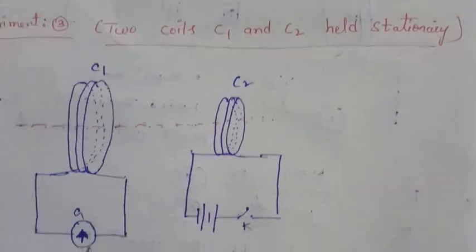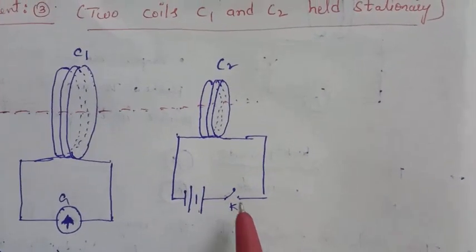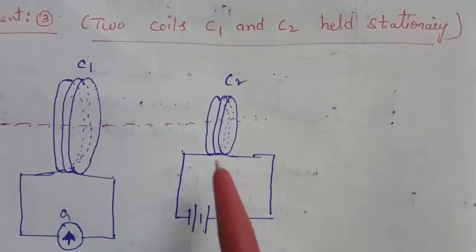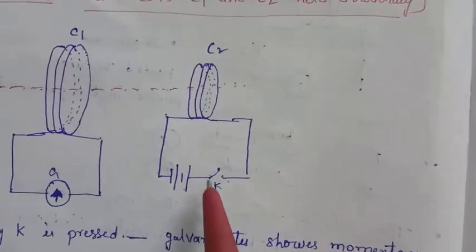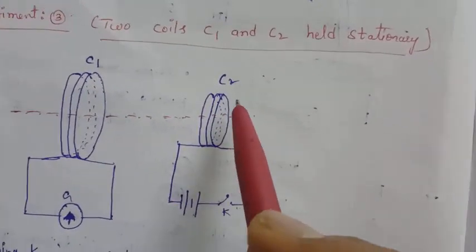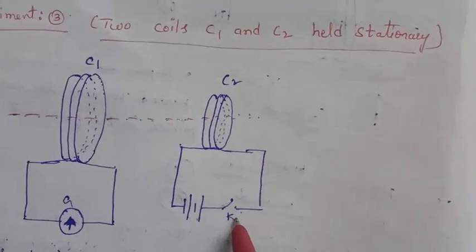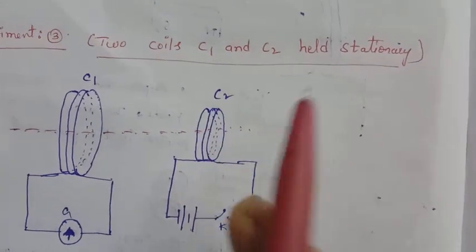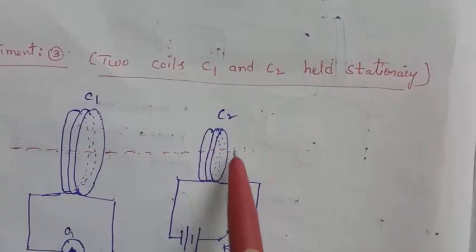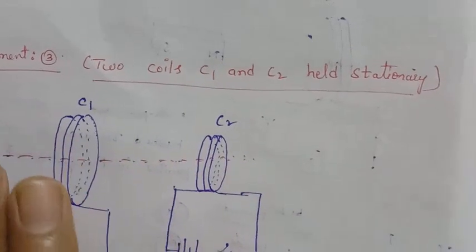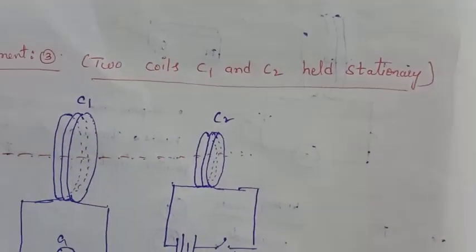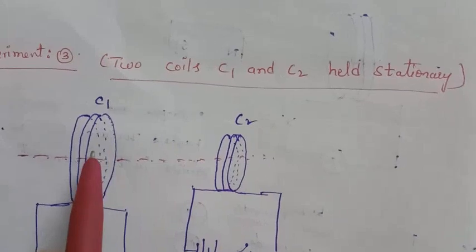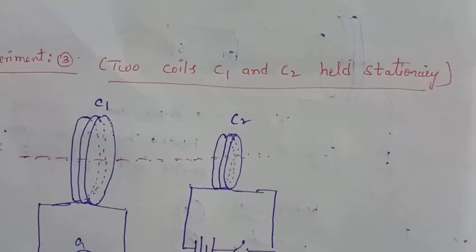So in the third case, suppose these two coils are stationary. One coil is connected to the galvanometer, and one coil is connected to the battery through a tap key. If the tap key is open, the circuit is open. When the circuit is closed, this coil becomes a closed circuit. When the tap key is pressed, current flows through this coil, and a magnetic flux is created along the axial line. Previously there was no magnetic flux. So when you press the tap key, the magnetic flux is created and passes through this axial line. Automatically you get a momentary deflection like this.